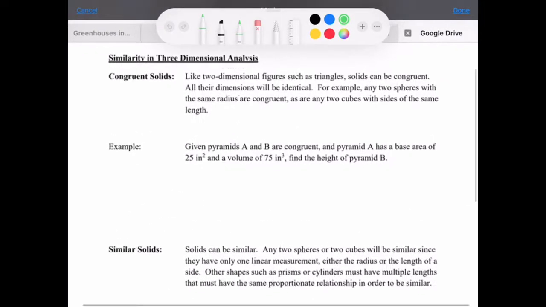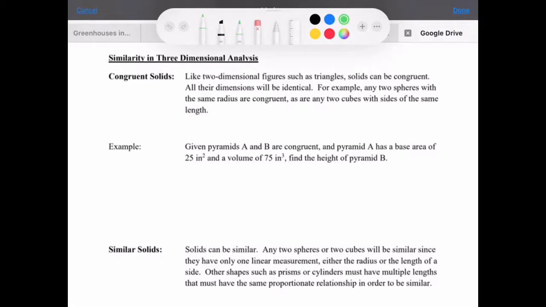So let's start with congruent solids. Like two-dimensional figures such as triangles, solids can be congruent, and all their dimensions will also be identical. So for example, any two spheres with the same radius are congruent. Any two cubes with sides of the same length will be congruent. So it doesn't matter if we're in 2 dimensions or 3 dimensions, if every dimension of a figure or shape is identical, that means that they're congruent.